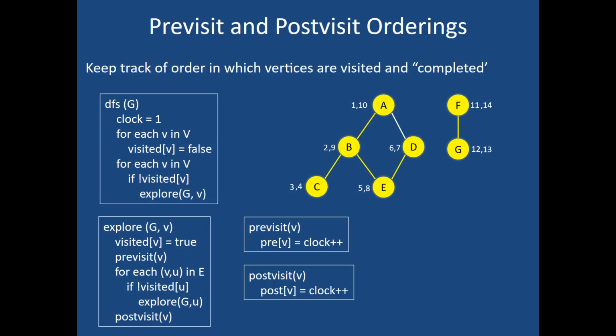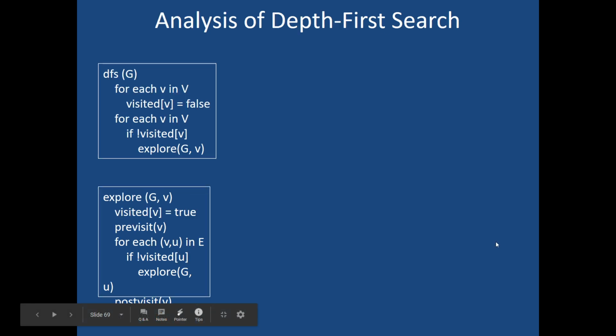All right, so we looked at several uses of depth first search. This was the last use we looked at, to get the pre and the post numbers. Now, let's analyze its complexity. So we just have to count operations to get the complexity. Let's start with depth first search up there. We've got that first loop, for each v in V. Remember, capital V is the set of all vertices. We have to set visited of v to false. So let's start with that. What's the complexity of that loop?